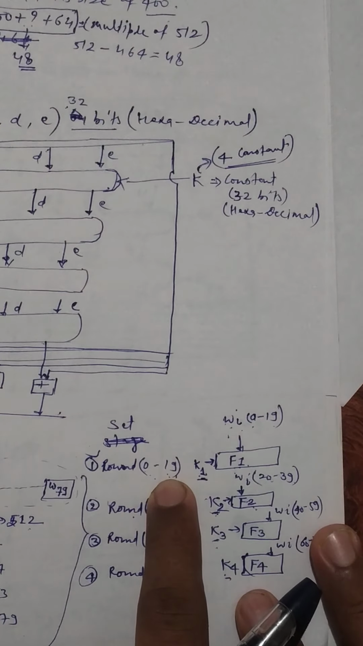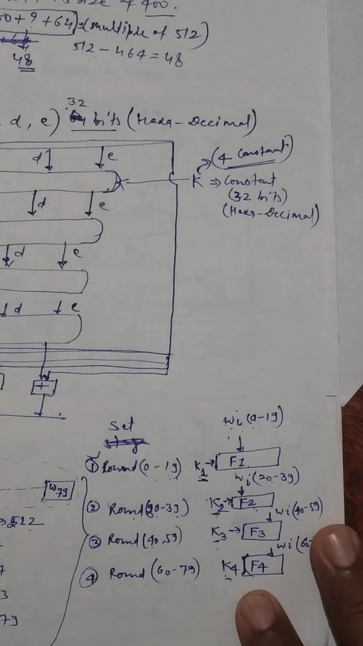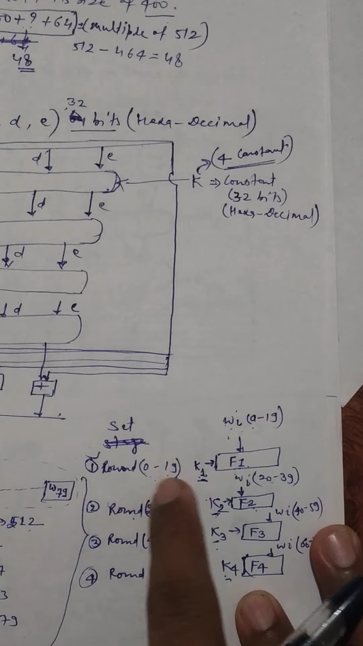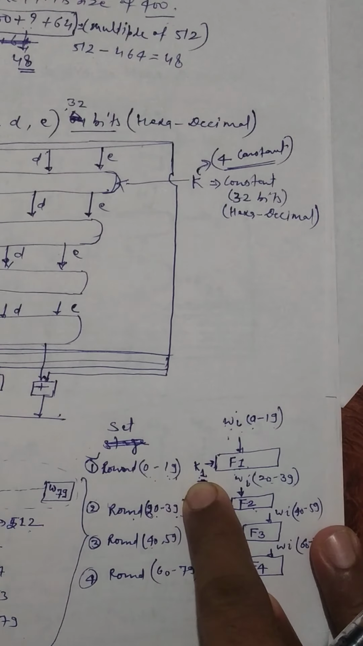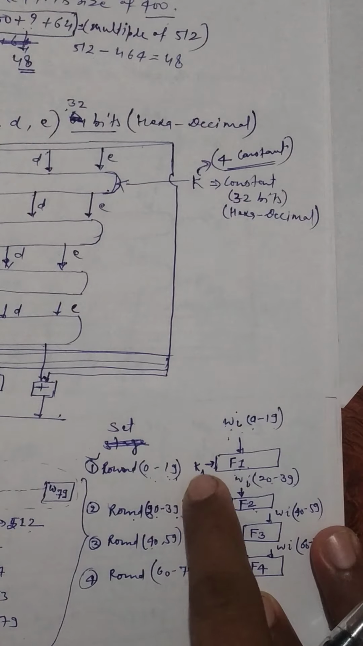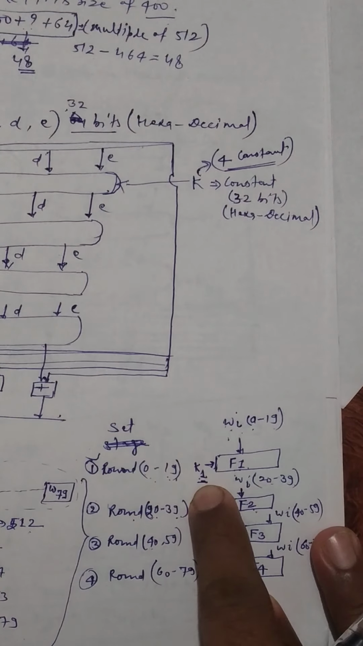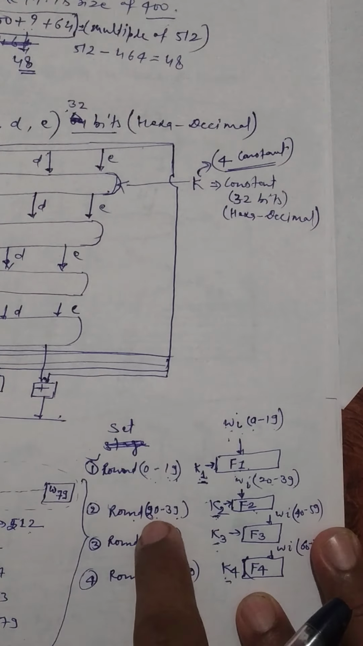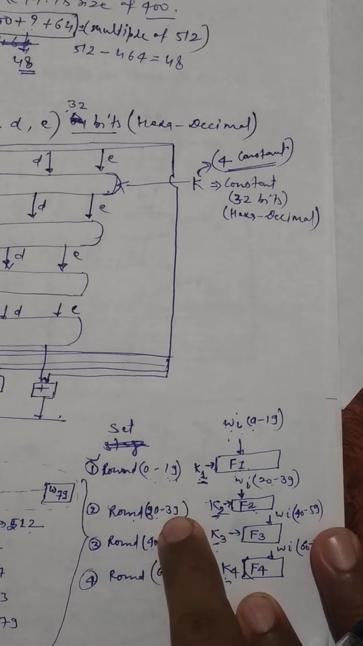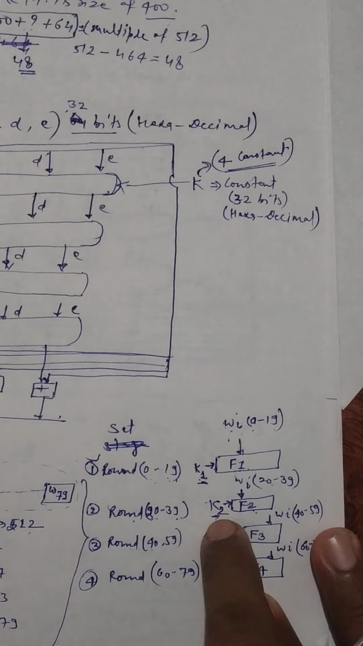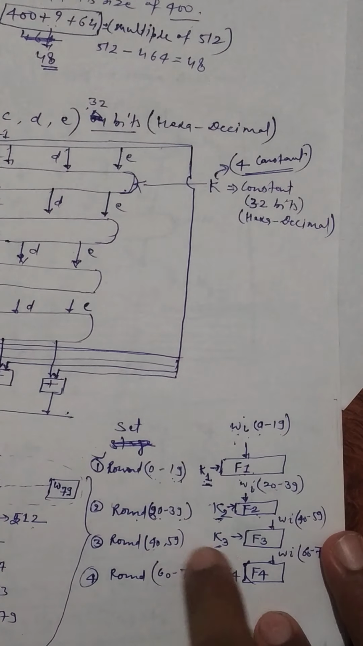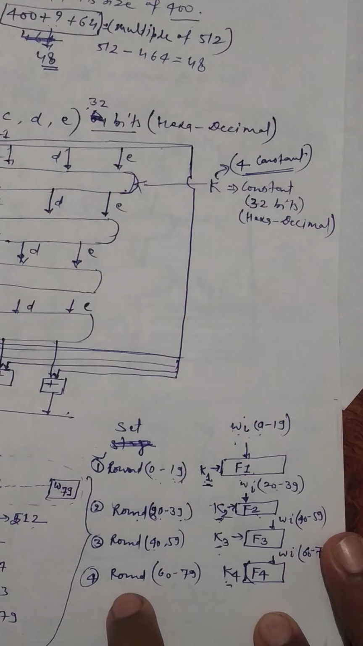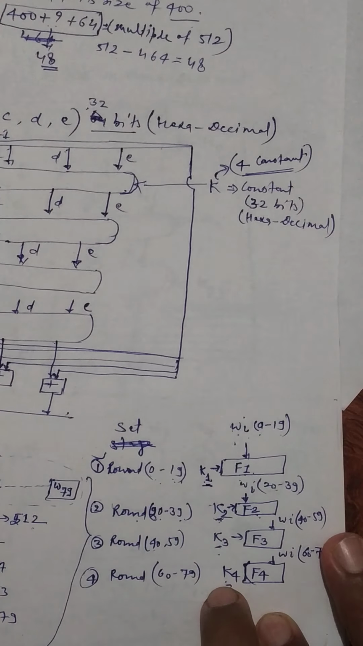So round 0 to 19 I will take. What things are needed? One constant, buffer and word. So for round 0 to 19 I will take word 0 to 19 and I will take the constant k1. 20 राउंड्स के लिए आपको K1 यूज करना है. Similarly, for round 20 to 39 these 20 rounds you have to use constant K2, and round 40 to 59 you have to use constant K3, and round 60 to 79 you have to use constant K4.